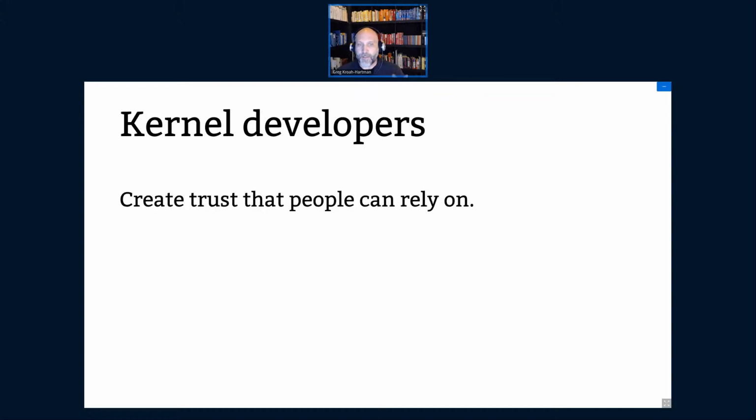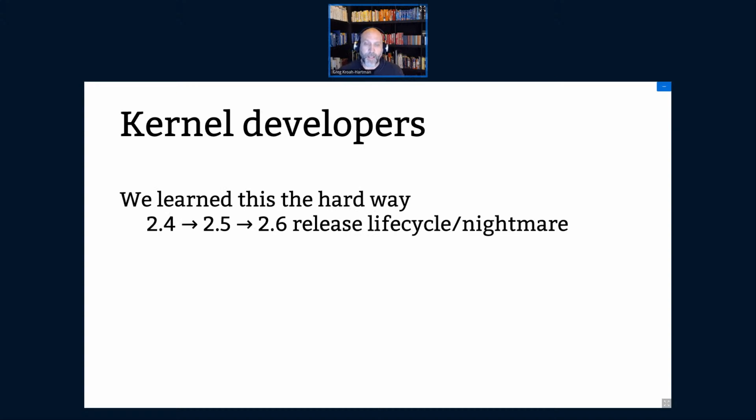In order to do this, you have to create the trust that people can rely on. The kernel developers made this public promise 15 years ago, and we haven't broken it since. And that is how we're succeeding. Because if we break that trust, people will stop using us. And that's not okay. And we learned this really, really the hard way.